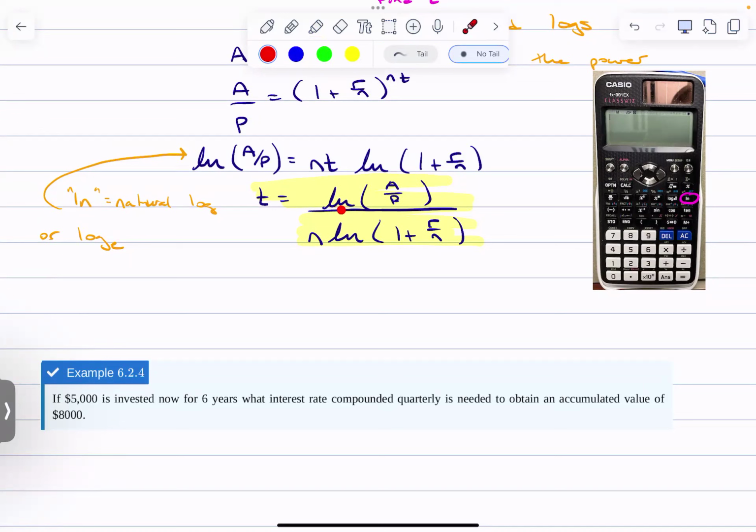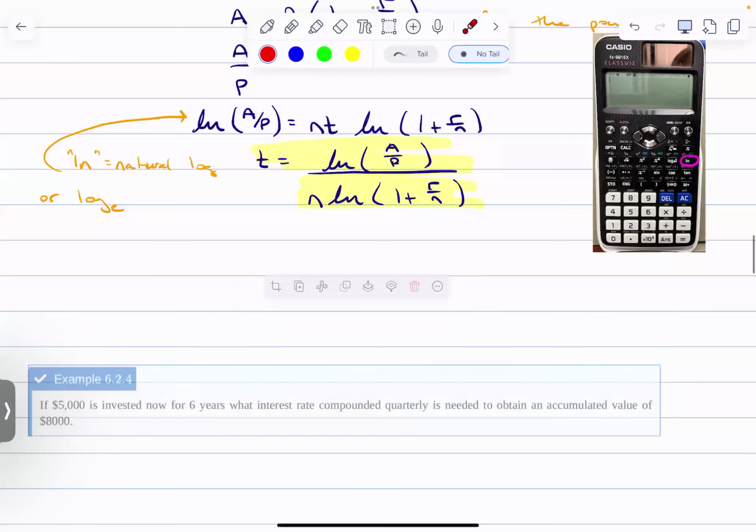The LN button is just a button on your calculator. We have A, we have P, right? Or we have N, and we have R, and we have N again. So we have all these things. It's just going to look a little bit strange. And I'll move this down here.